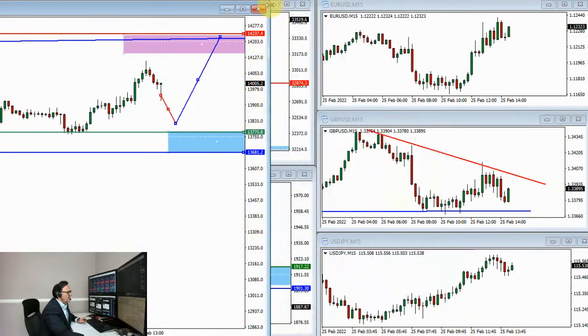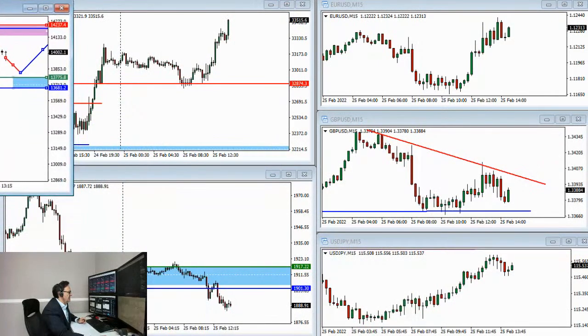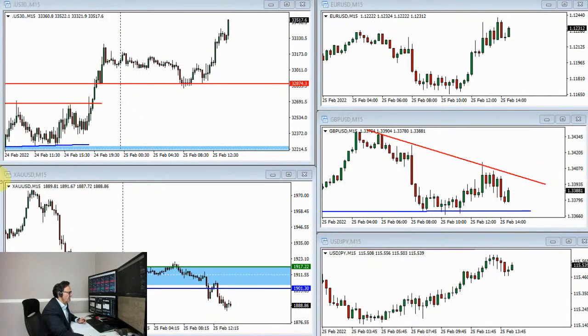I think there was a chappie yesterday who was asking about Nasdaq, I believe, or was it Dow Jones? I'm not really sure. It was one of the two indices in the US.